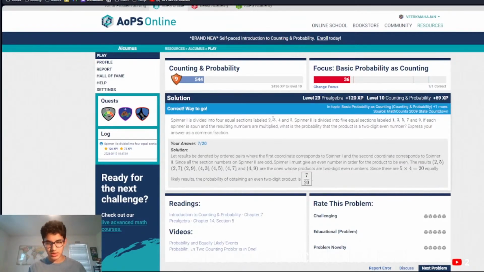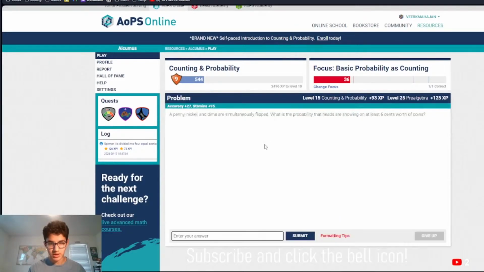Because it's easy to count the cases for this. 2 can go with 5, 7, or 9, so that's 3. And 4 can go with 3, 5, 7, or 9, which is 4. So 3 plus 4 is 7.